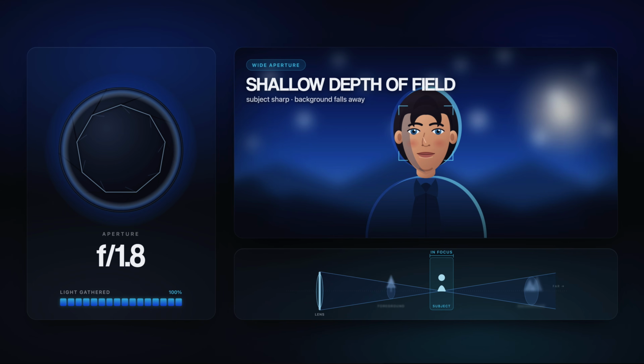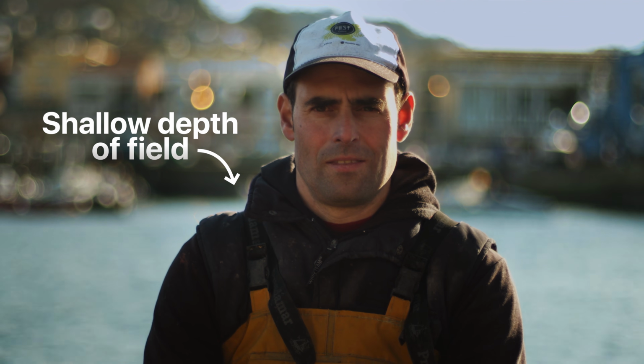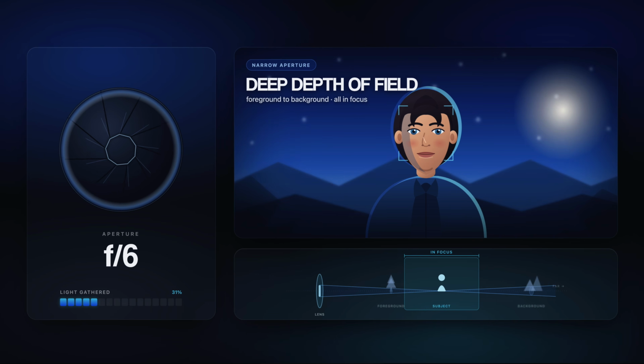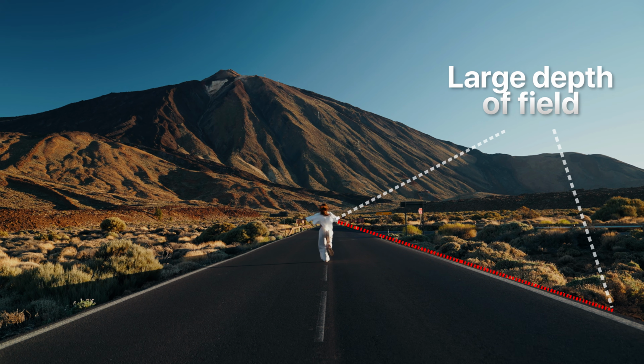A wide aperture like a 1.8, yes, lets in a lot of light, but it also creates a shallow depth of field. And that's where your subject is sharp in focus, but the foreground and background are blurred out. Whereas a narrow aperture like an f11 gives you a deeper depth of field, where much more of the scene, the foreground, the background all stays in focus.